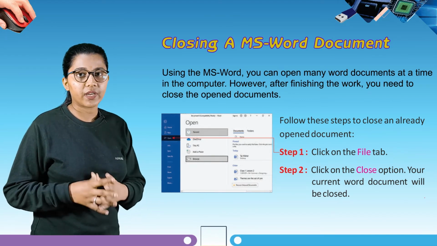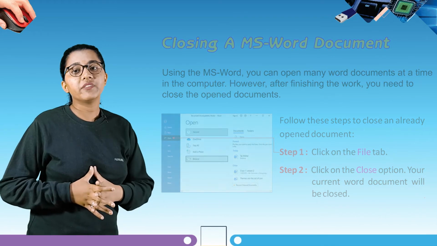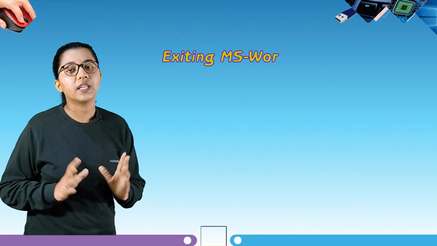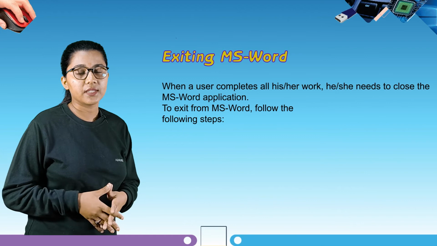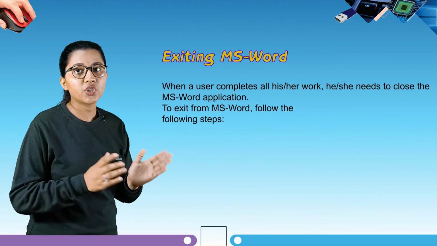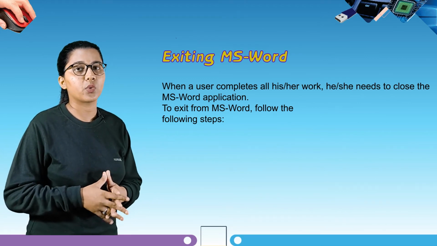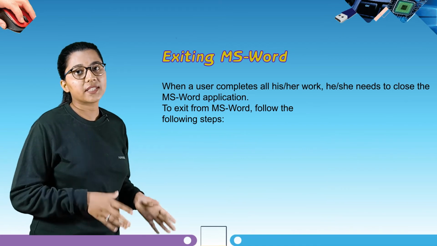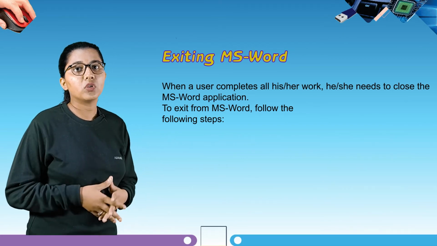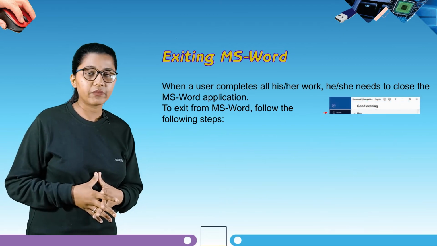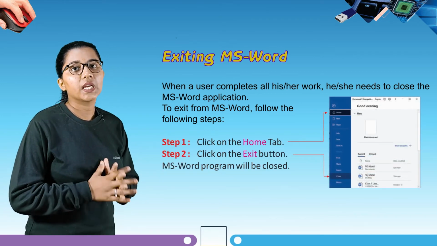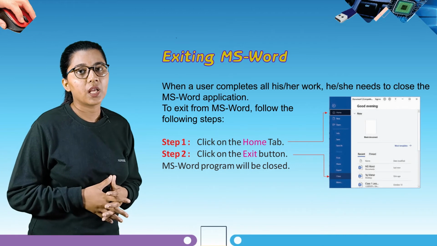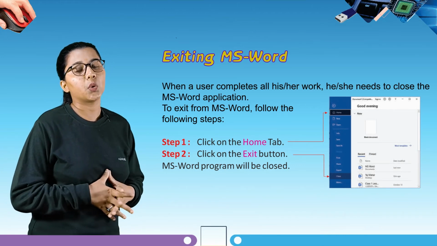Now students, our next topic is how can we exit from MS Word? Let's learn about it. When a user completes all his or her work, he or she needs to close the MS Word application. To exit from MS Word, follow these steps. Step 1. Click on the Home tab. Step 2. Click on the Exit button. MS Word program will be closed.